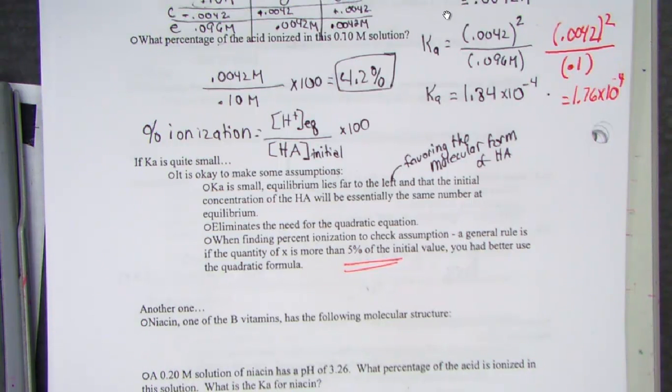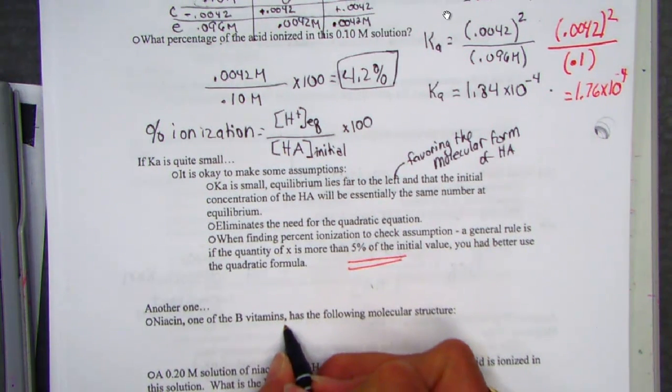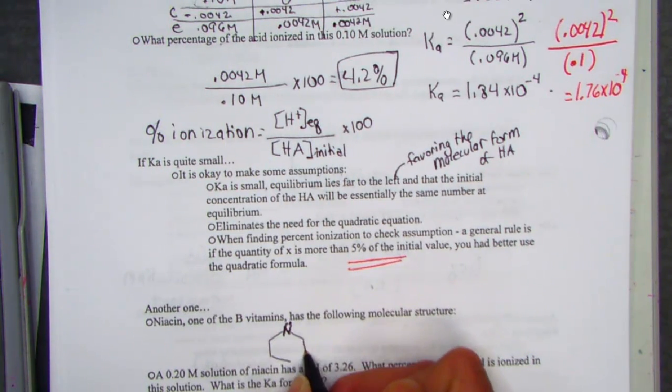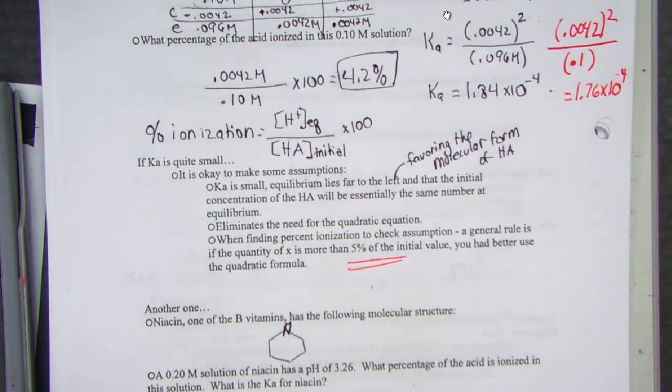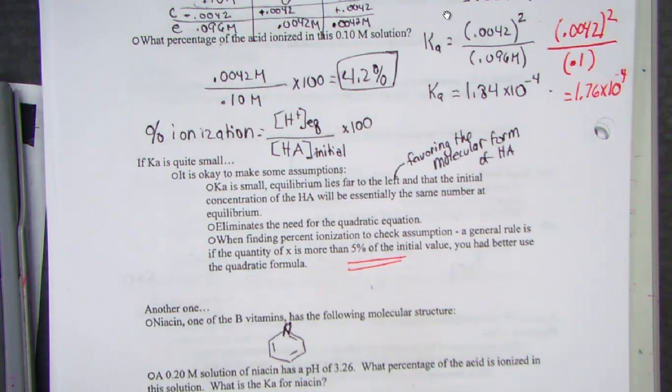Let's take another example. It reads, niacin is one of our B vitamins, a vitamin B, and it has the following molecular structure. Let's draw this together. We're going to draw a 6-sided carbon ring, but in one of the corners we're going to place a nitrogen, and a nitrogen has a pair of lone electrons at the top. 1, 2, 3, 4, 5, 6. It's an aromatic compound, which means it has alternating double bonds. An aromatic ring, like a benzene ring.